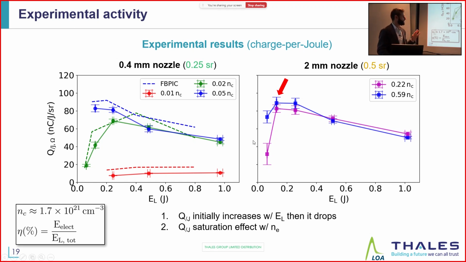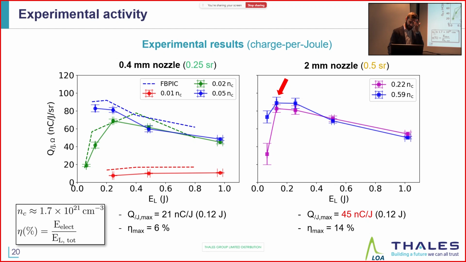And from these plots, we can already see 2 main effects, except for this curve at the lowest plasma density we measured. It seems that the charge per joule initially increases with the laser energy, and then it seems to decrease, which is kind of interesting because it means that we have an optimum condition. And what I find even more surprising is the charge per joule saturation effect that it's pretty clear we see here. Look at, for instance, these 2 curves, the green one and the blue one, which are at 2 and 5% of the critical plasma density. Above a certain laser energy, we see that increasing the plasma density by a factor of 2.5 doesn't yield much of a difference, which is, again, very interesting. You get something similar even with the bigger nozzle, so it seems to be consistent.